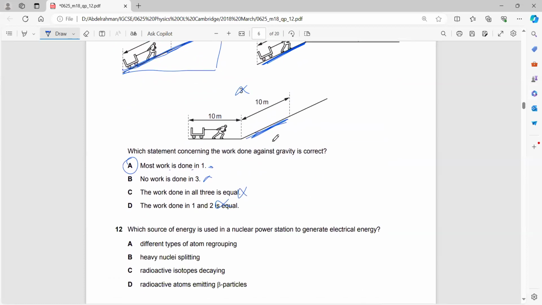Which source of energy is used in a nuclear power station to generate electrical energy? The options: atom regrouping, heavy nuclei splitting, radioactive isotopes decaying, radioactive atoms emitting beta particles. I guess we know it. Heavy nuclei splitting. Nuclear power stations do split the heavy nuclei such as uranium. Okay, uranium splits in the nuclear power stations. Good.